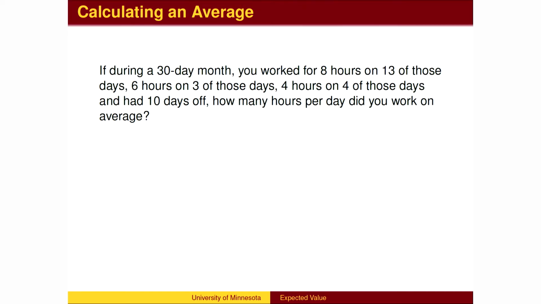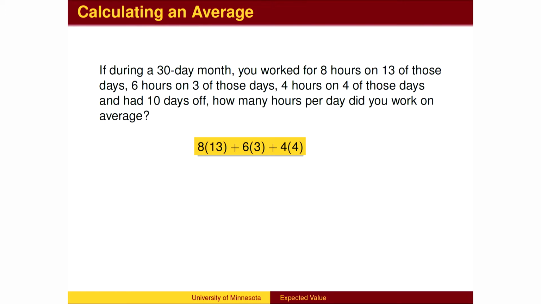The idea of computing an average is straightforward. You begin by adding up a sum of numbers and dividing by the number of elements in the set. In this example, there are 30 days, and to compute the average number of hours worked, we merely need to add the total hours worked and divide by 30.